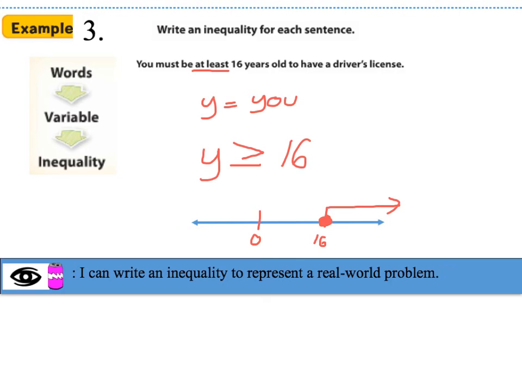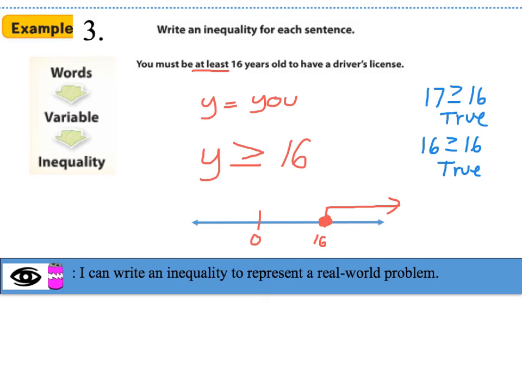So when I say solution, just plug in any number on the right-hand side of 16. So for example, 17 is on the right-hand side of it. 17 is greater than or equal to 16. That is a true statement. Let's pick a number on top of 16, which is 16. 16 is greater than or equal to 16. That's a true statement. That's the reason why we have a solid circle on 16, because it's a true statement.